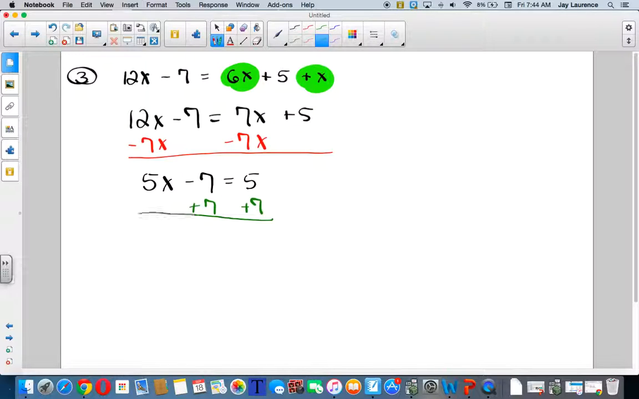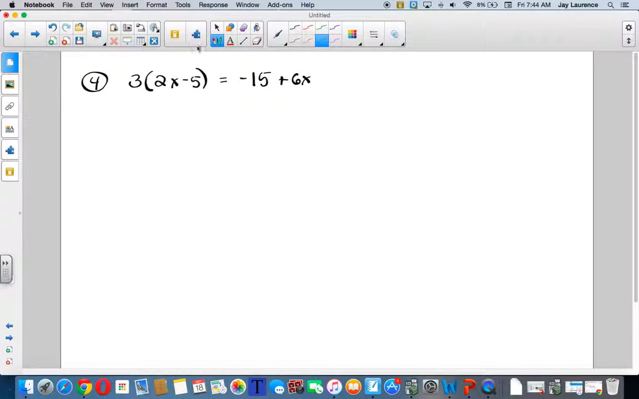Going reverse order of operations. And then I'll divide by 5. And x will equal 12/5. If I want to go mixed number, I'll have 2 and 2/5. Whichever answer makes more sense to you. If you understand this answer, go ahead. You're done. All right, here's another one.